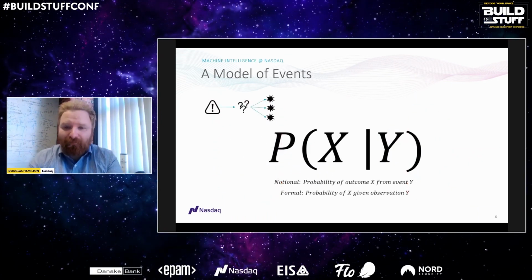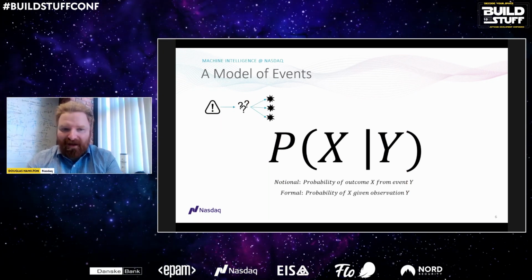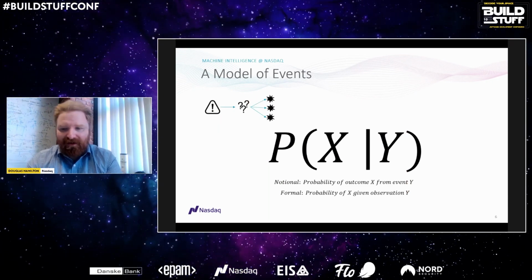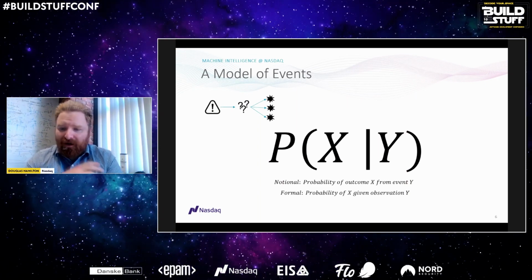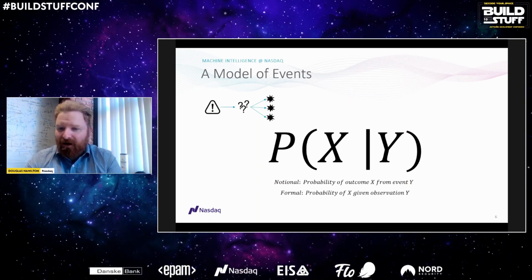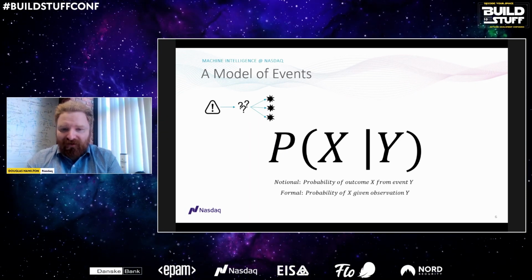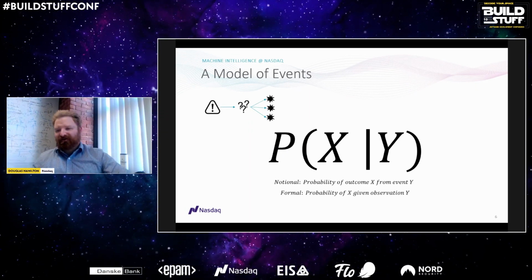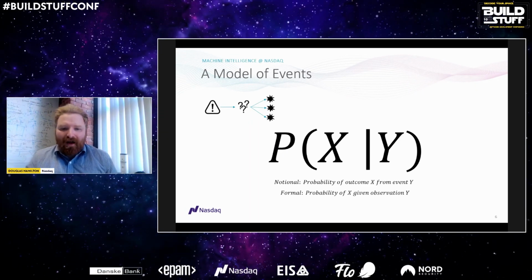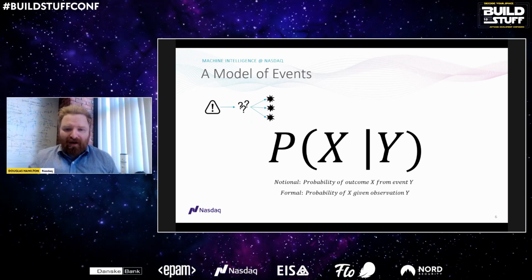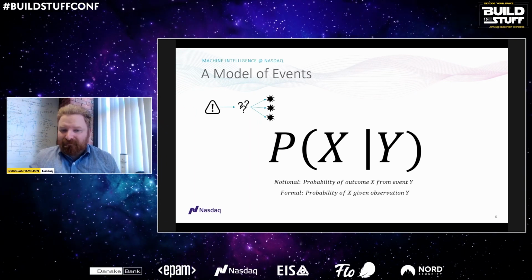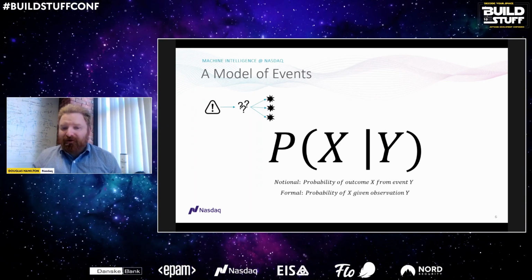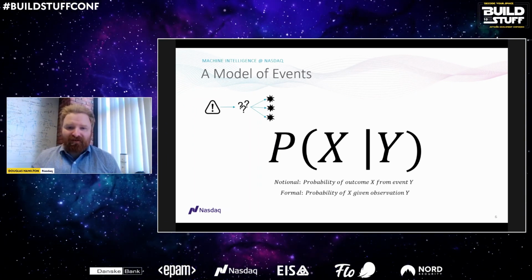Because we have this model of how the world works, that is, there are events and there are outcomes, and nobody actually understands why, we also have a new way that we want to talk about those outcomes. Using this notation, which you might remember from your stats classes, which is the probability of an outcome X from an event Y, or more formally, the probability of X given observation Y.